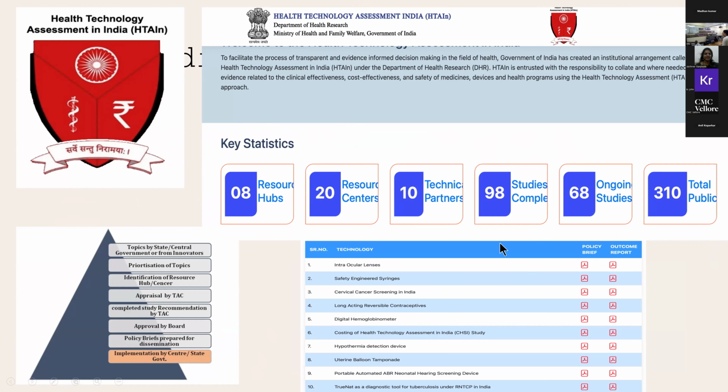So far, they have 98 completed studies. So the way it goes through is like the topic is given by either the state or the central government. And, like I said, you have to do priority setting. So they decide if that is a priority. And then they decide where. So the technical committee decides if this is a priority, and then which hub. So if it's like a Tamil Nadu based thing, then the Tamil Nadu Resource Center will be the one that does it. And these are some articles that they have actually published already. There's 98 of them. I've just taken the first few.